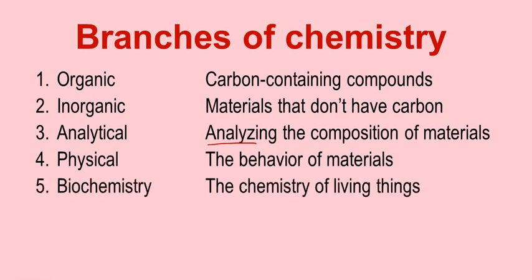The last part is biochemistry, and this is very specifically the chemistry of living things. And so when we talk about, for example, the chemistry of your blood or DNA or the chemistry of your brain or the chemistry of anything else in your body or anything else that's alive, that is very specifically biochemistry. These are the 5 main branches of chemistry, and if you go to college and major in chemistry, at some point you'll learn about all 5 of these at some level.